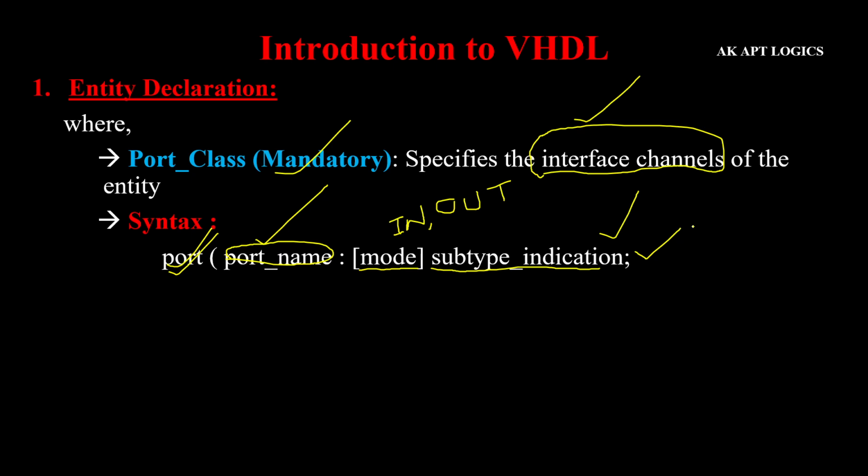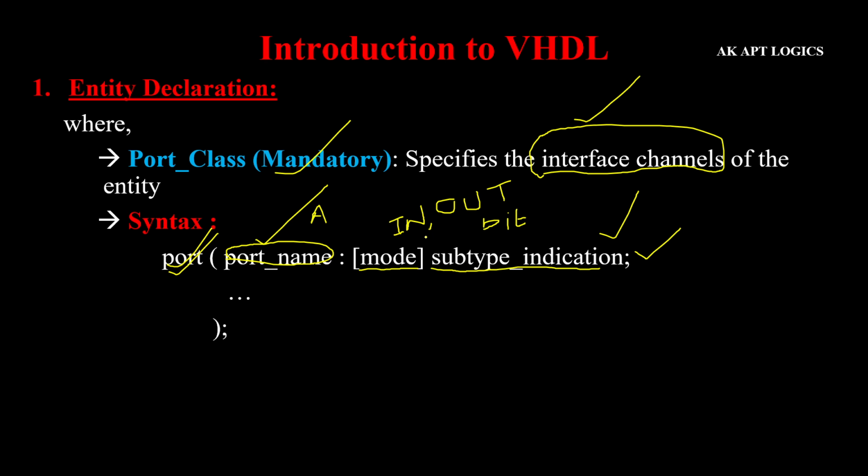For example, if you are going to take the AND gate, you are going to write A : in bit. We have declared one input port, that is A, whose mode is in, and whose subtype indication is bit. We can similarly declare n number of ports, whether it may be the input or output.